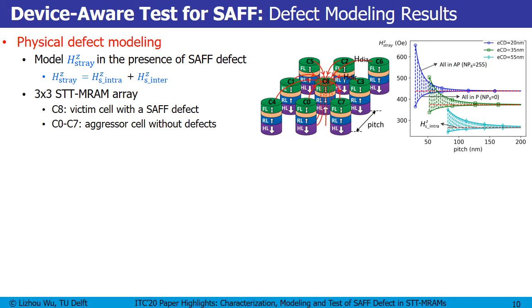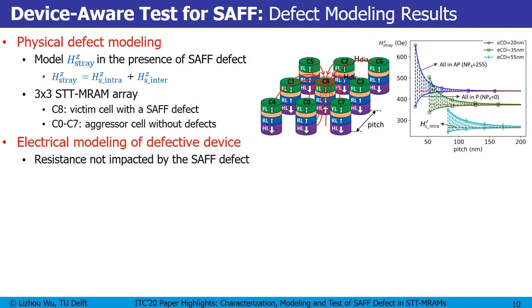And on the right side, you can see how the stray field changes with the array pitch and the MTJ size. Here I use eCD, which means the electrical critical diameter of the MTJ device. And also the stray field depends on the data pattern in the neighborhood. These three parameters have a large impact on the overall stray field. And once we get a physical model for the stray field, we can map it to electrical parameters of the MTJ.